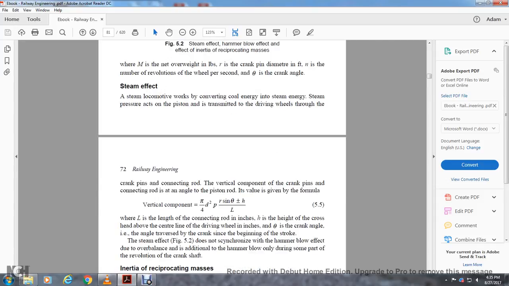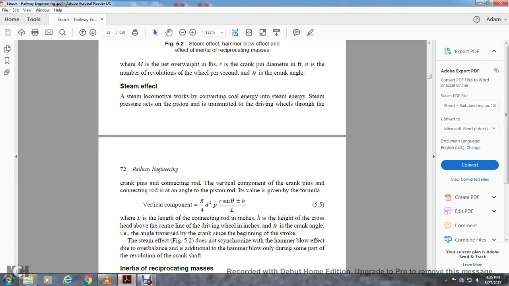Now the steam effect. The locomotive works by converting coal energy into steam energy. The steam pressure acts on the piston and is transmitted to the driving wheel through the crank pin and connecting rod. The vertical component, from the crank pin, connecting rod angle, and piston rod, is given by the formula: vertical component equals pi over 4 d squared p over L times R sin theta plus or minus h over L, where L is the length of the connecting rod in inches, h is the height of the crosshead above the center line of the driving wheels in inches, and theta is the crank angle, the angle traversed by the crank since the beginning of the stroke.